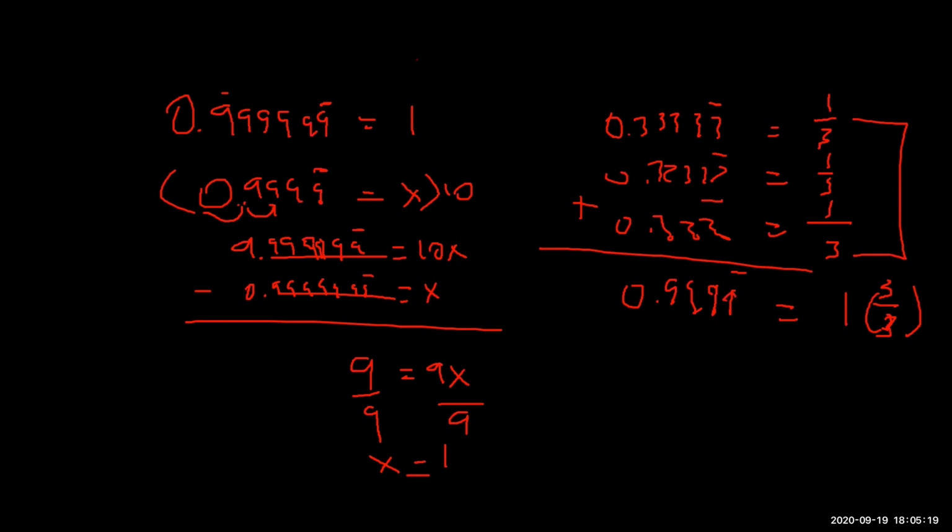So these are two ways to prove it. You either do the algebra way, where you multiply by 10 and you subtract 1x to cancel out the decimals, and you get 9 equal to 9x, and then you solve for x, which equals 1. Or you do the 1/3 decimal way, because you know that 0.33333 repeating is equal to 1/3. And if you add that 3 times, you get 1/3 plus 1/3 plus 1/3, which is equal to 3/3, which is 1. And if you add the decimal part, you get 0.99999 repeating is equal to 1. So thus, 0.99999 equals 1.